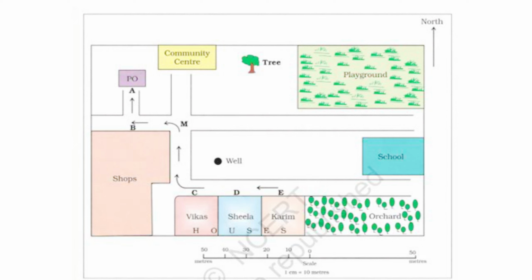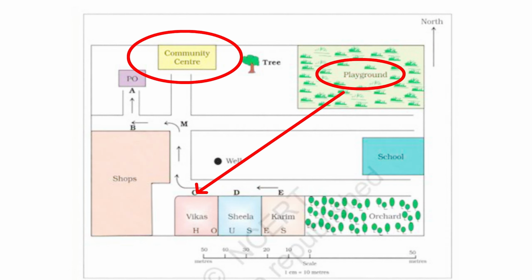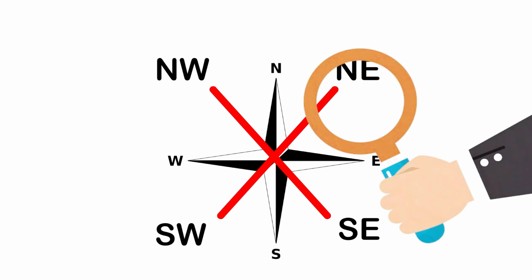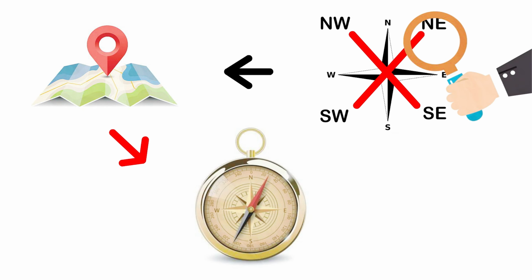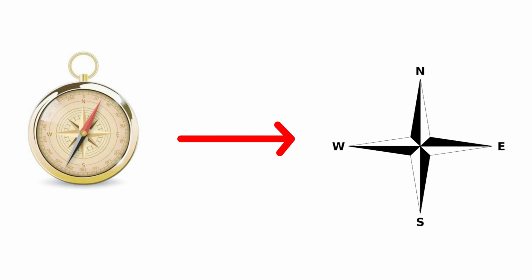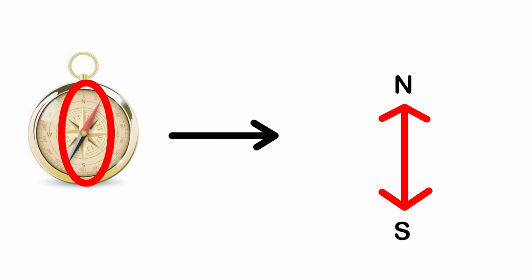Find out the following directions from the figure. A. The direction of the community center, the playground from Vikas's house. B. The direction of the school from shops. We can find out the direction of a place with the help of a compass. It is an instrument used to find out main directions. Its magnetic needle always points towards north-south direction.